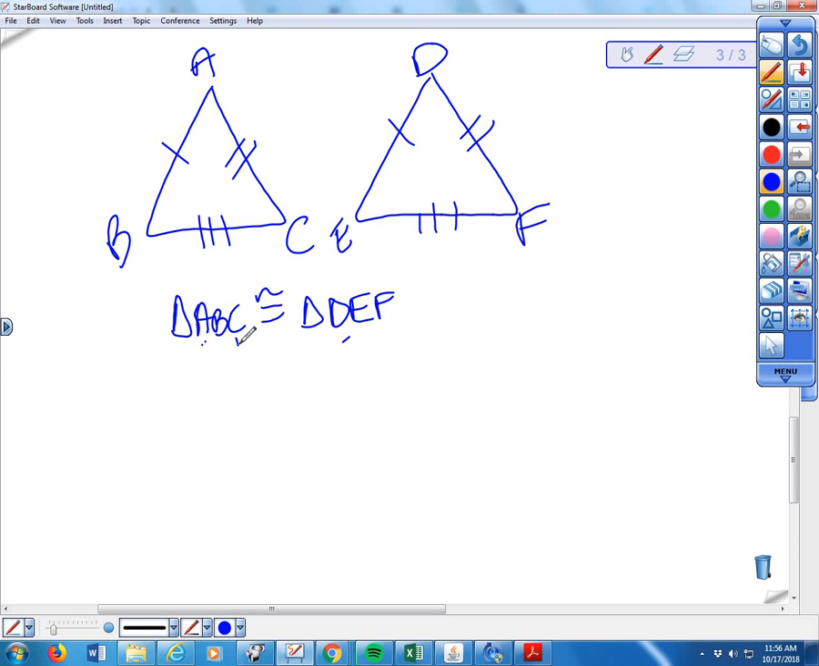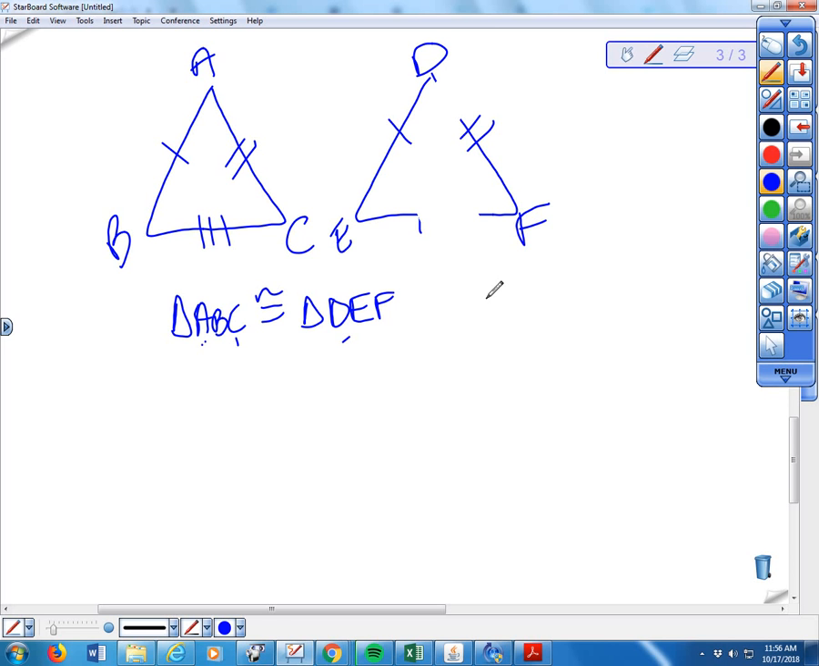Okay, so I can write this congruent statement, and once I know that statement is true by side, side, side, I can then say that angle A is congruent to angle D, angle B is congruent to angle E, and angle C is congruent to angle F, even though it wasn't given to me, because I proved these 2 triangles were congruent. With me so far?